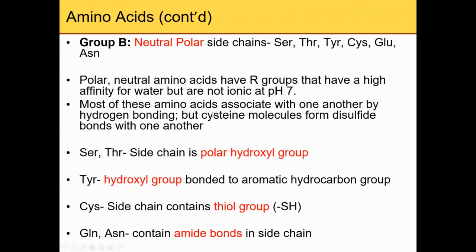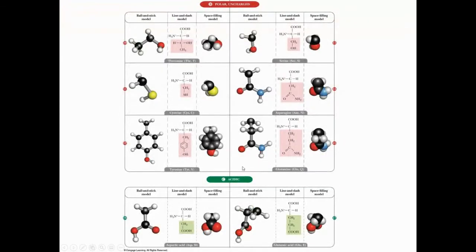All right, as I just mentioned in the previous slide, the only two amino acids that contain sulfur are methionine and cysteine. And cysteine can form the disulfide bond, right, to stabilize the tertiary structure. And the serine, threonine, they have a polar hydroxy group, and tyrosine has a hydroxy group bound to the aromatic hydrocarbon group. And that's tyrosine here, all right, tyrosine.